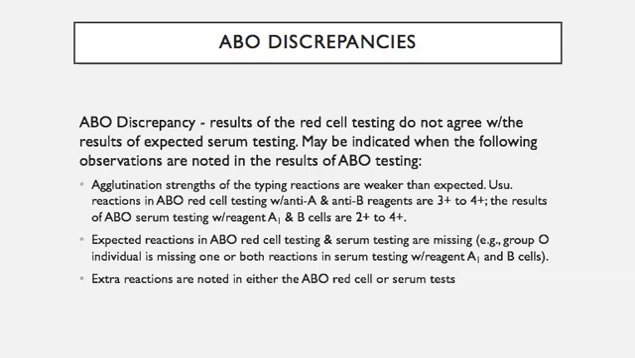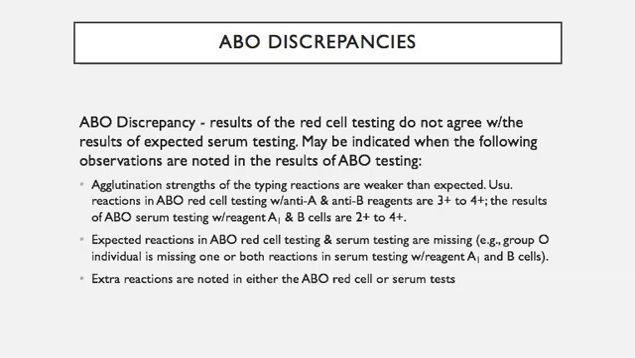So if the agglutination strengths of the typing reactions are weaker than expected. Usually reactions in ABO red cell testing with your anti-A and anti-B reagents are going to be strong reactions, so 3+ or 4+. The results of ABO serum testing with your reagent A1 and B cells are 2+ to 4+. So you've got weaker reactions than expected.